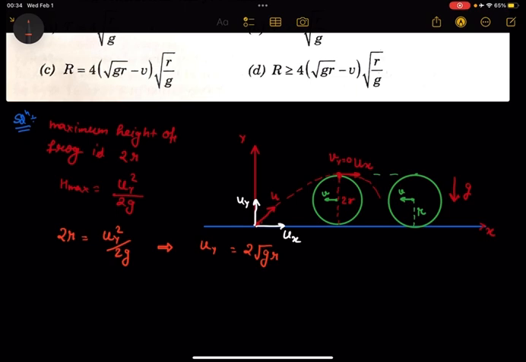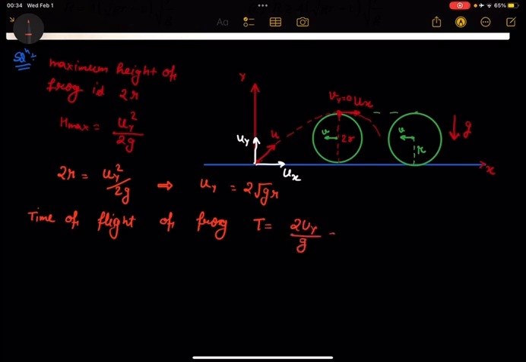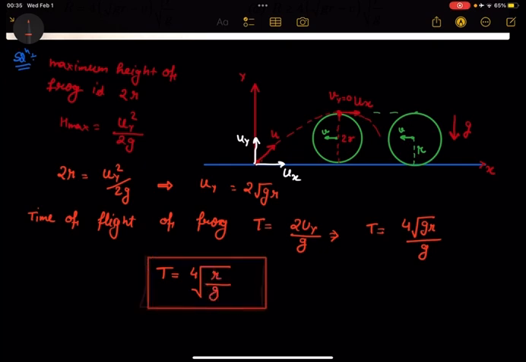If you calculate uy, then the time of flight of the frog is t equal to 2 uy by g. So finally t is equal to 4 square root of gr by g. You can say that the time of flight of the frog is 4 square root of r by g. This is your first answer of this question.